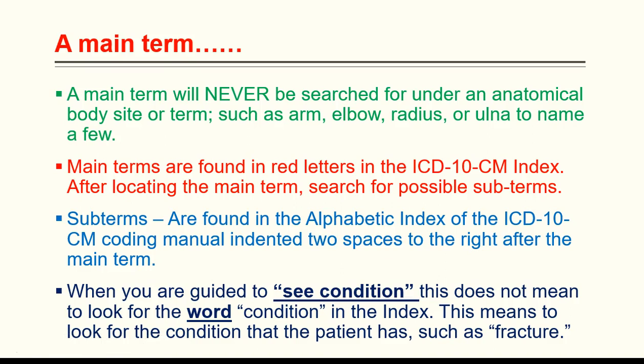A main term will never be searched for under an anatomic body site, such as an arm or an elbow or radius or an ulna, just to name a few. So if your diagnosis said infection of the arm, you know that arm is not your main term. Main terms are found in red letters in that ICD-10-CM alphabetic index. After locating the main term, you're going to search for possible subterms that you find in your diagnostic statements. Subterms are found in the alphabetic index, indented 2 spaces to the right after the main term.